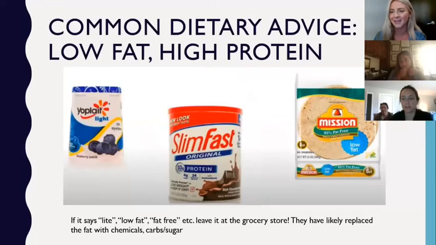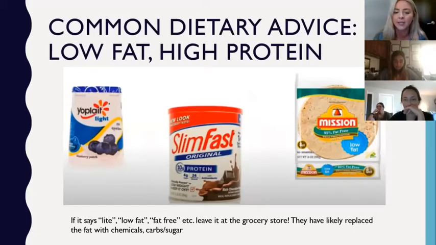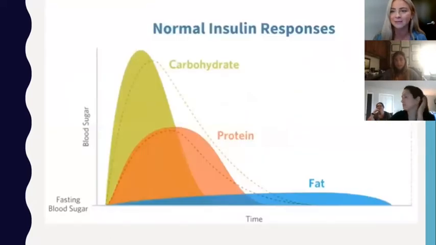Well, not the case, because here's what happened. They removed the fat and chocked it full of sugar. So think about your Yoplait yogurt. It has as much sugar as a can of soda in there. You know, same with like these Simplast tortillas. So if something says low fat, no fat, fat free, that's probably a pretty good idea of something that you want to leave at the store. Fat is a good thing in your diet, and I'll tell you why in our next slide.